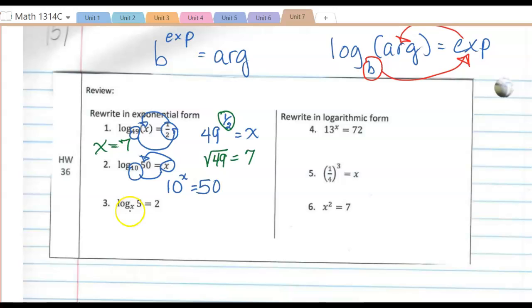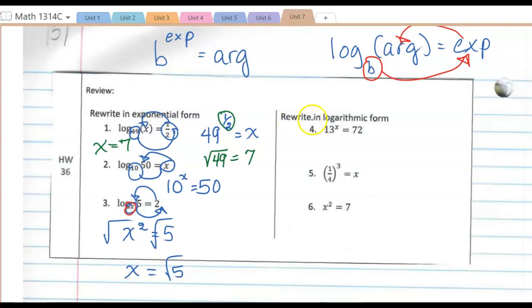For number 3, our base is going to be x. It's going to be the exponent of 2, and that's going to equal the argument of 5. We can solve this one by taking the square root of both sides, and we'll find that x is equal to the square root of 5. Normally, we would think about considering plus or minus, but because the base is x, we know that the base has to be positive. Therefore, we know that our answer is just going to be the square root of 5.